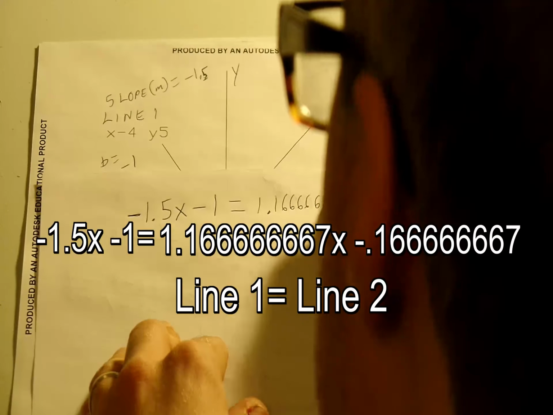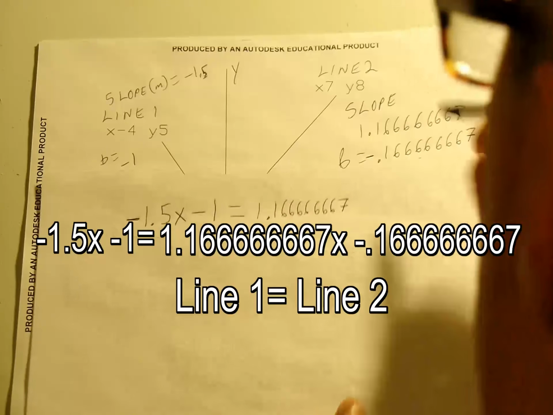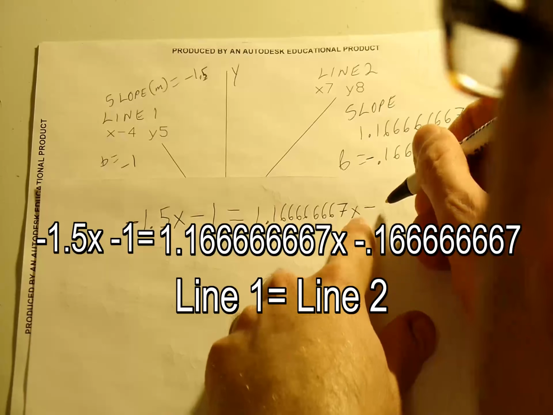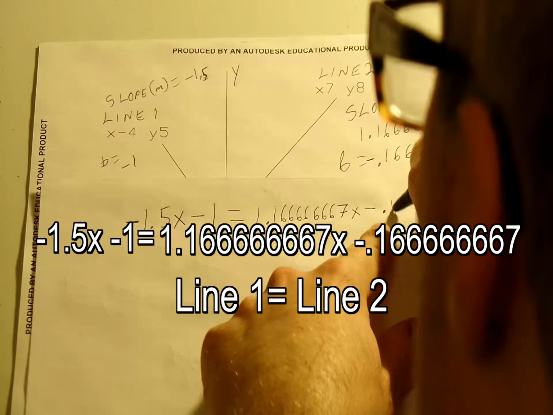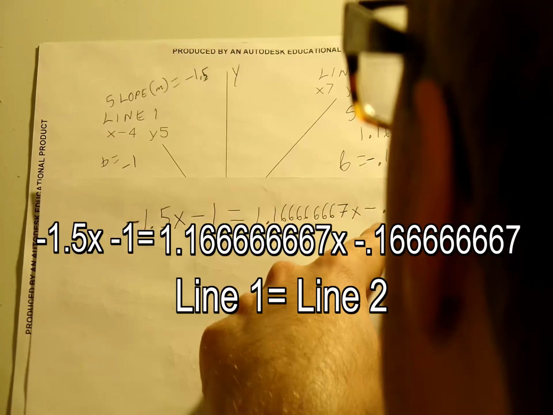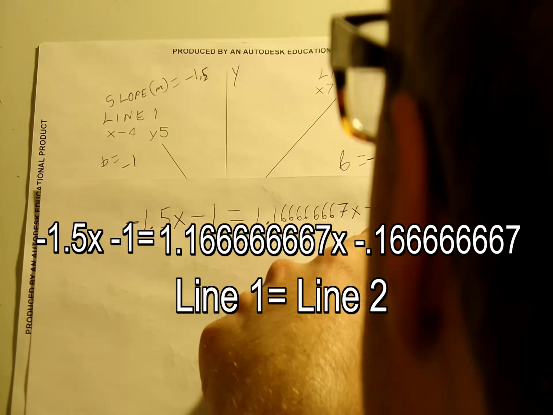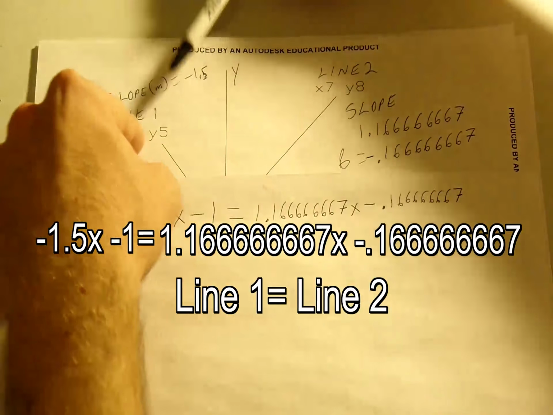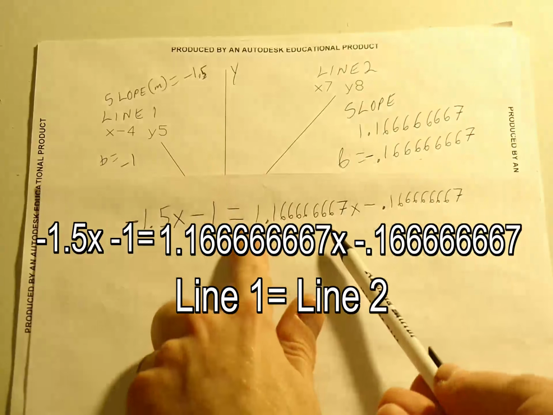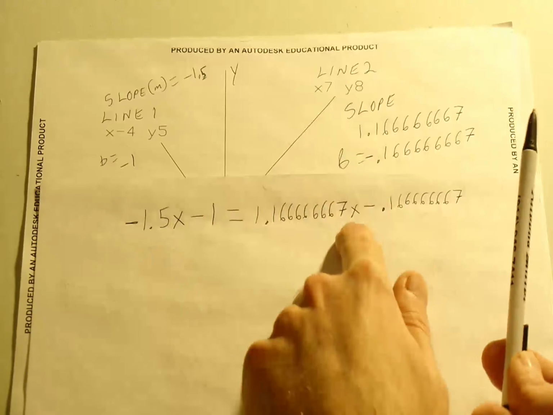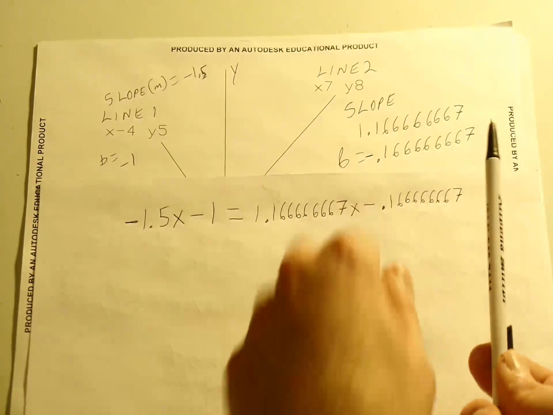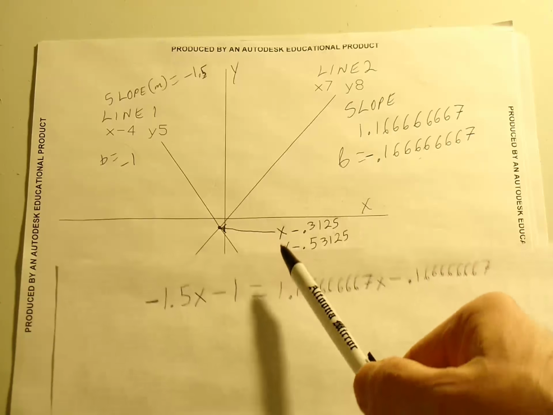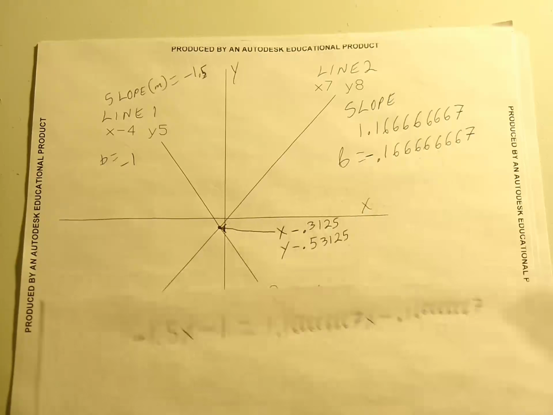Starting with line 1. So we have the slope of negative 1.5 times x. And we happen to have a minus instead of a positive, so minus 1 is the b. We're going to make it equal to line 2. So we're going to go equals 1.1, and again that's 7 sixes and a 7, x. And this is also negative, and that is 0.1, and we're going to have more than a few sixes, and then we're going to have a 7.